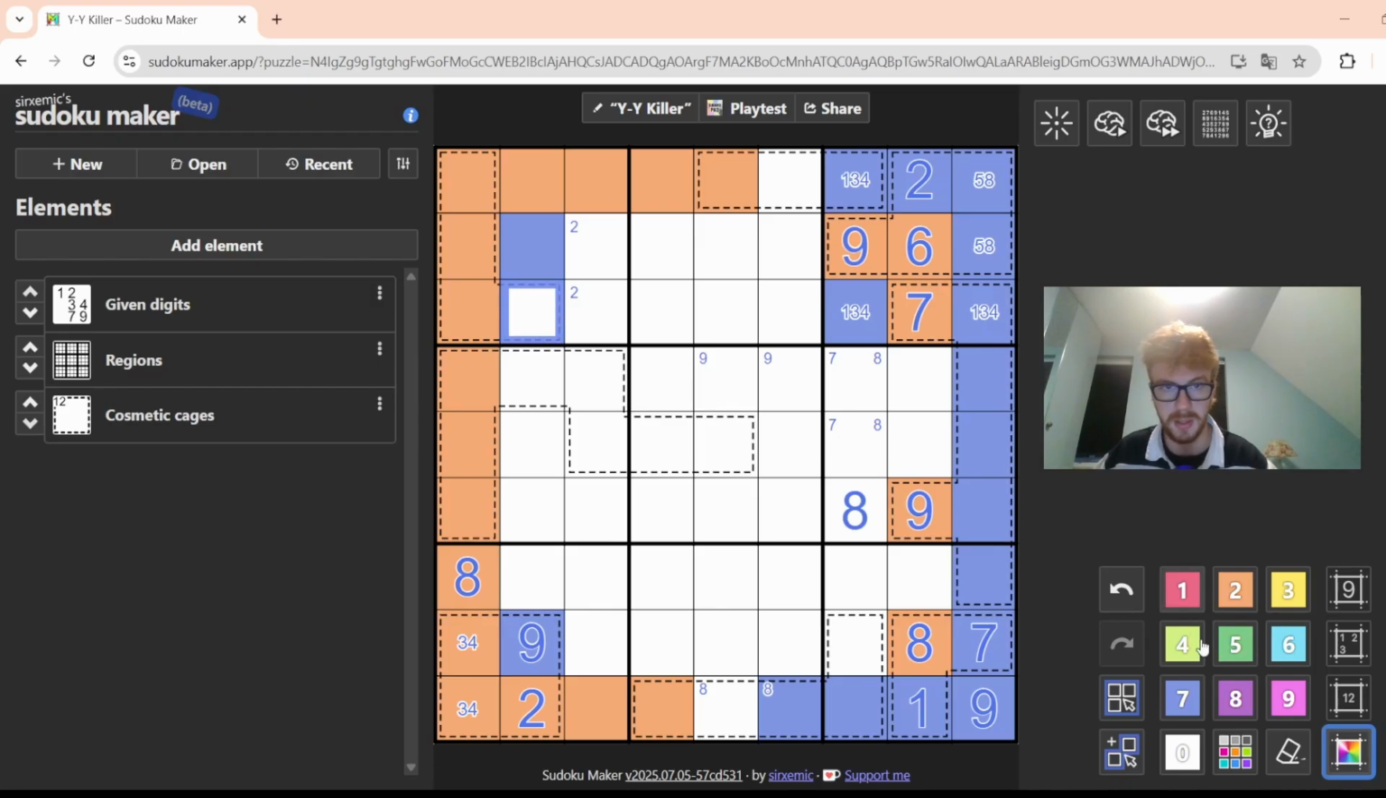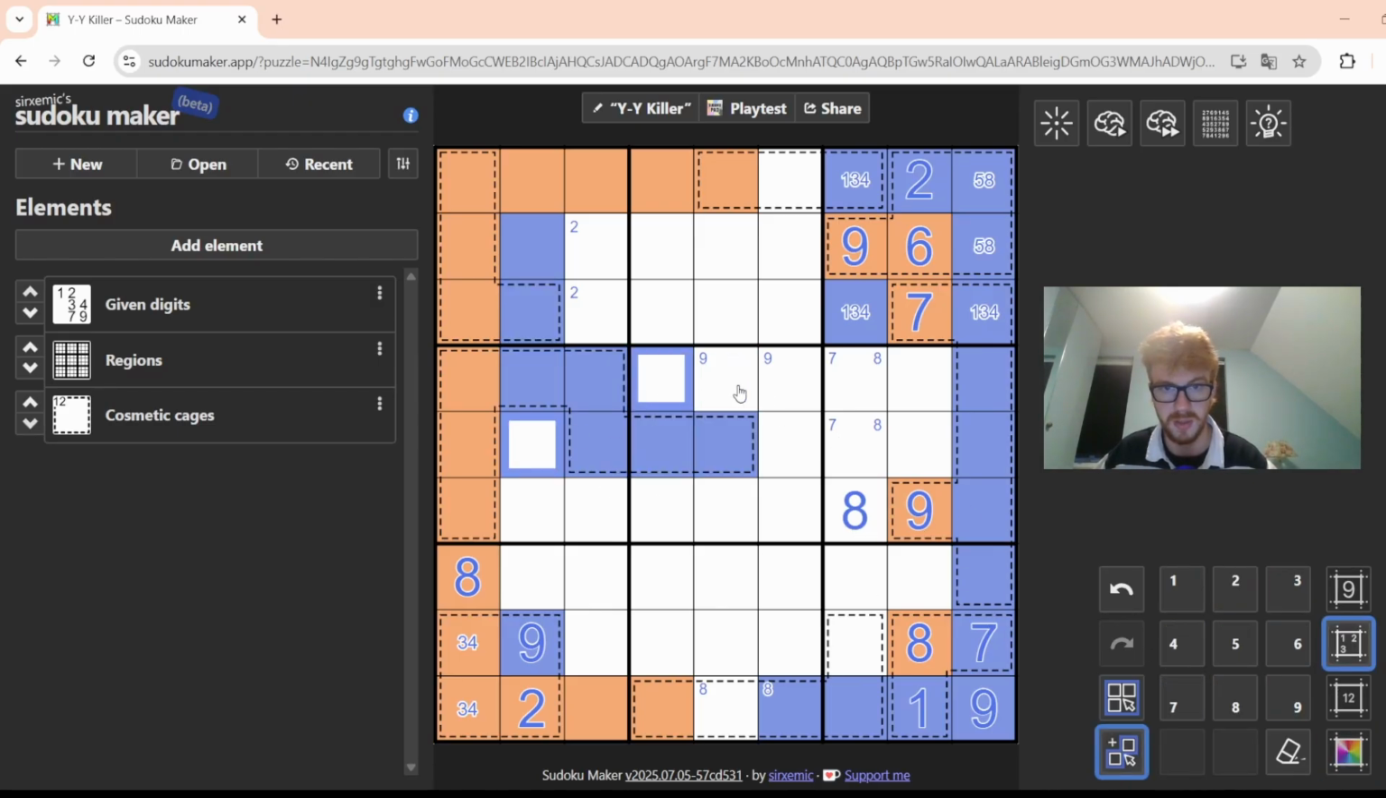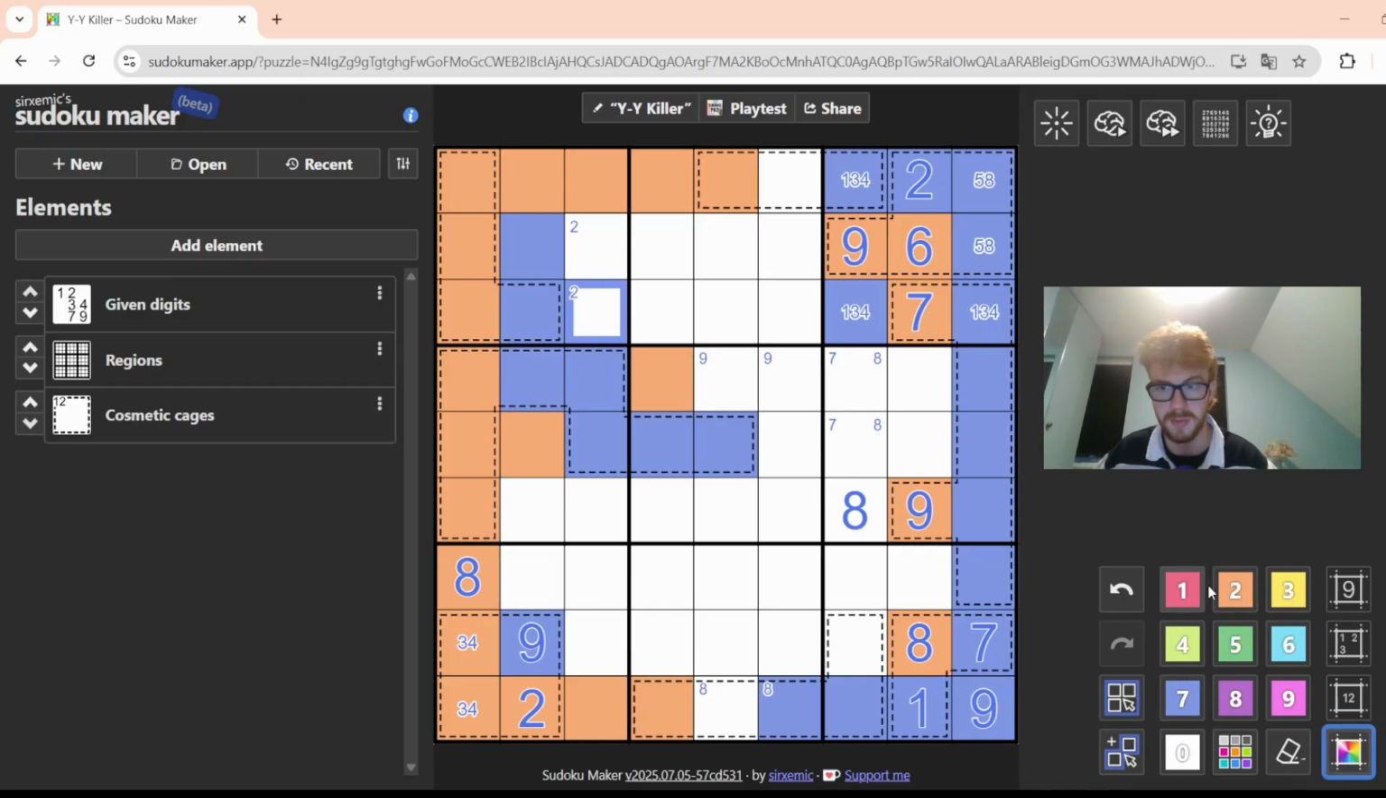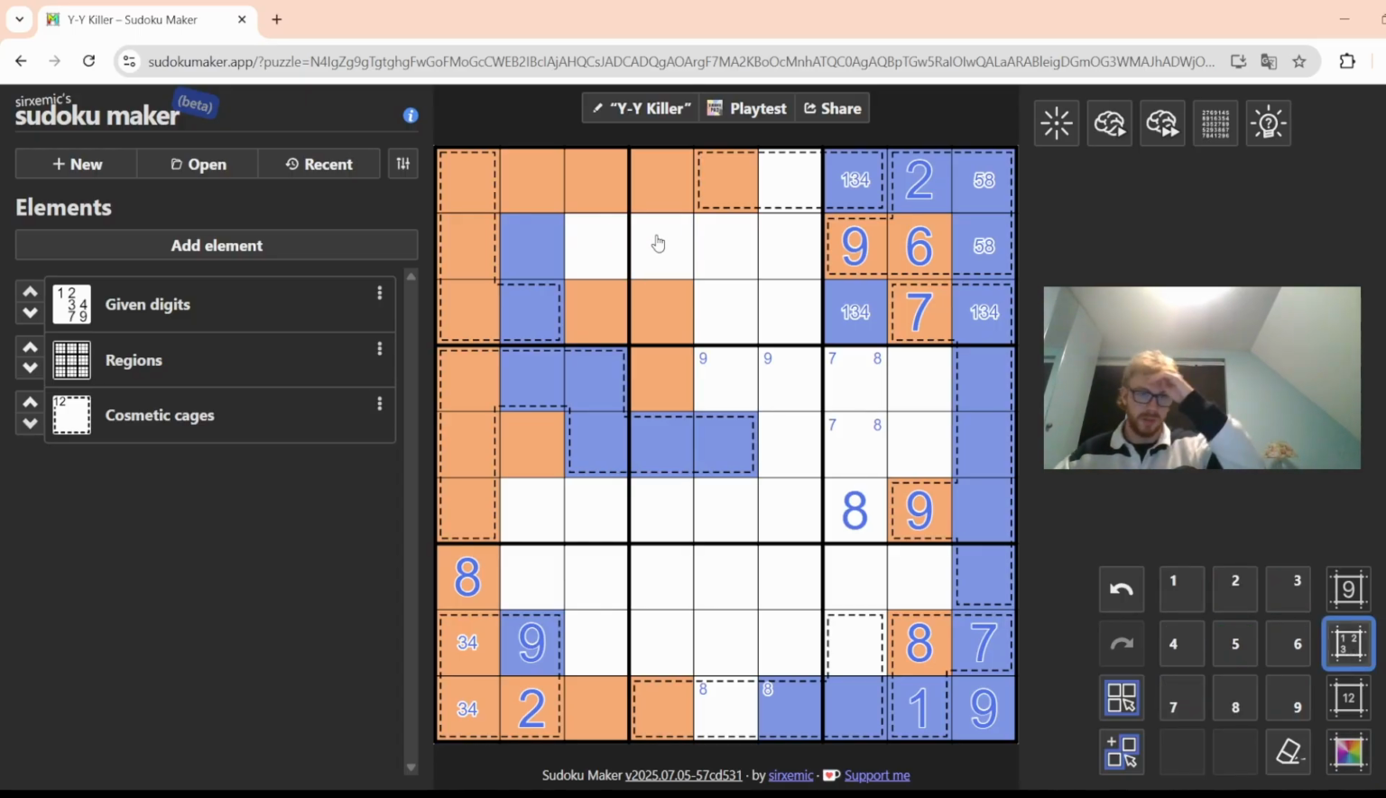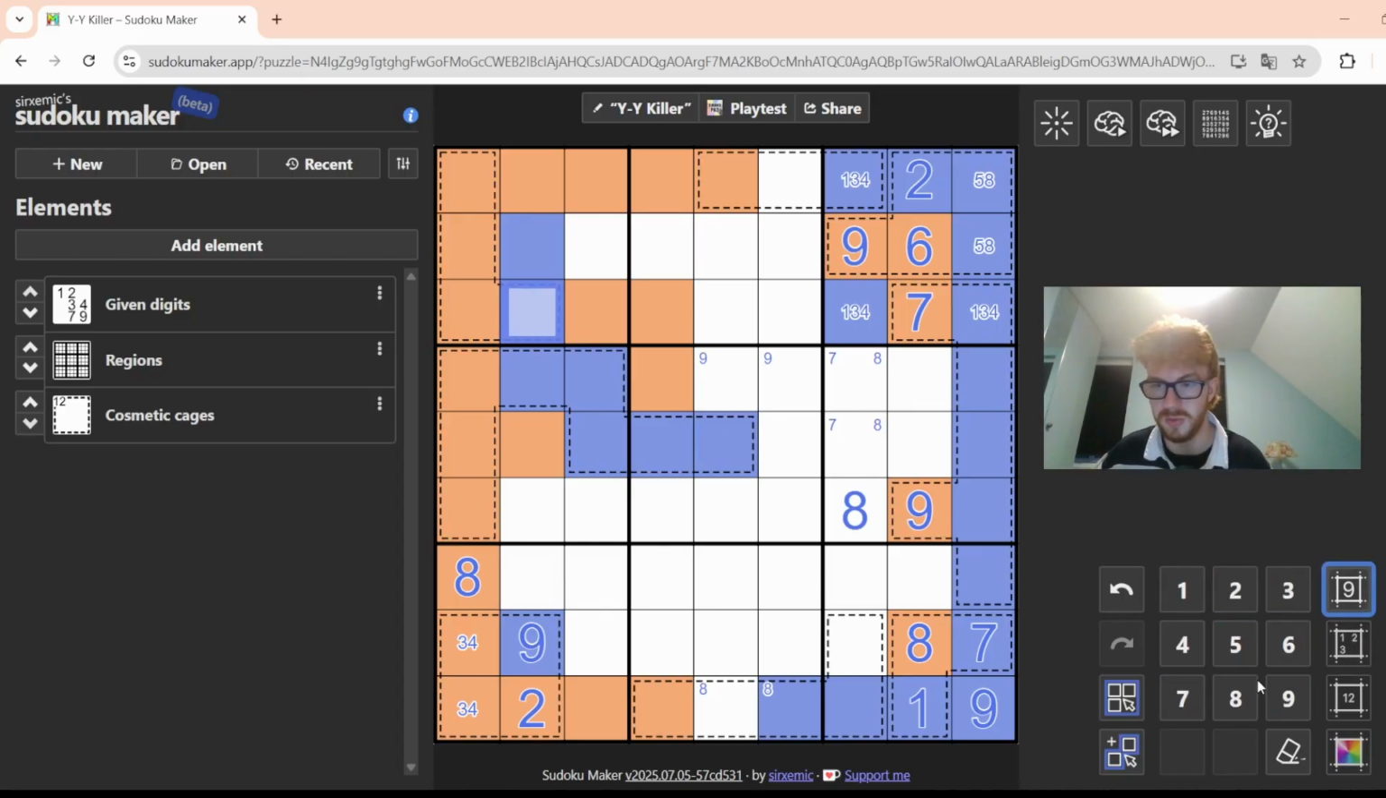we can say, okay, well, that's blue. This is all blue as well, and that's orange. This is orange. That is orange. That is orange, and that is orange. The 2 pencil mark is gone at this point. So at this point, we still know that that's 8. That 8 has to go then.